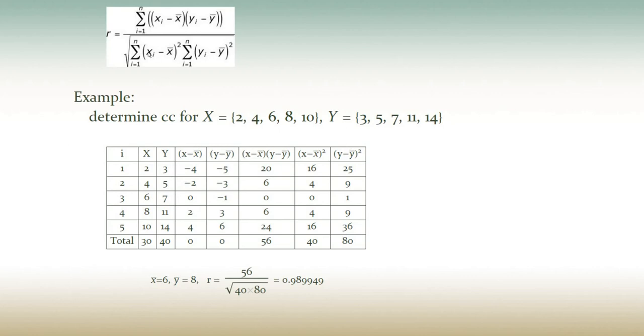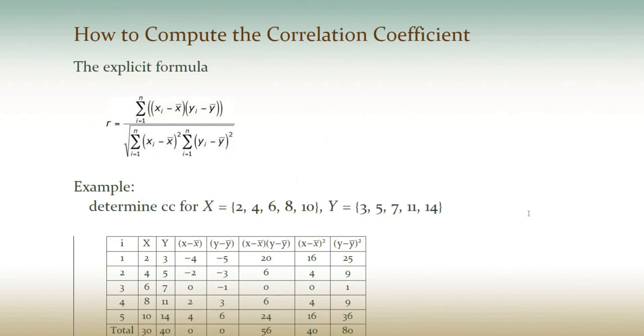So now I have all my pieces. I got the sum of the squares of the differences for x, the sum of the squares of the differences for y. I multiply those two numbers together, 40 times 80. I take the square root, and that's what I put in the denominator, so 56 divided by that, and I get a correlation coefficient of 0.9899, or a very high correlation between these two lists, because as one list goes up, the other goes up, and they stay kind of in march, and that's basically the idea of correlation.